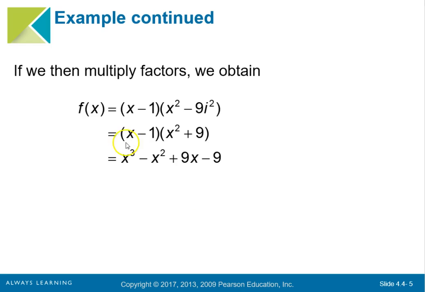Okay, and then here we're going to just multiply through by the x minus 1, right? So through the whole thing, we wind up with x to the third minus x squared plus 9x minus 9. And I'll show this in a worked out solution in a different video.